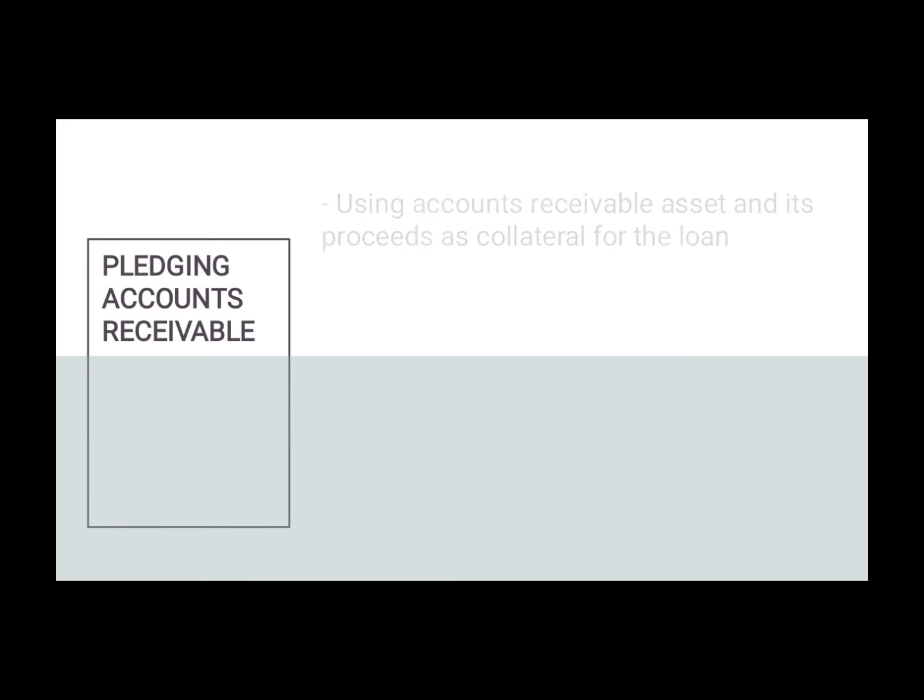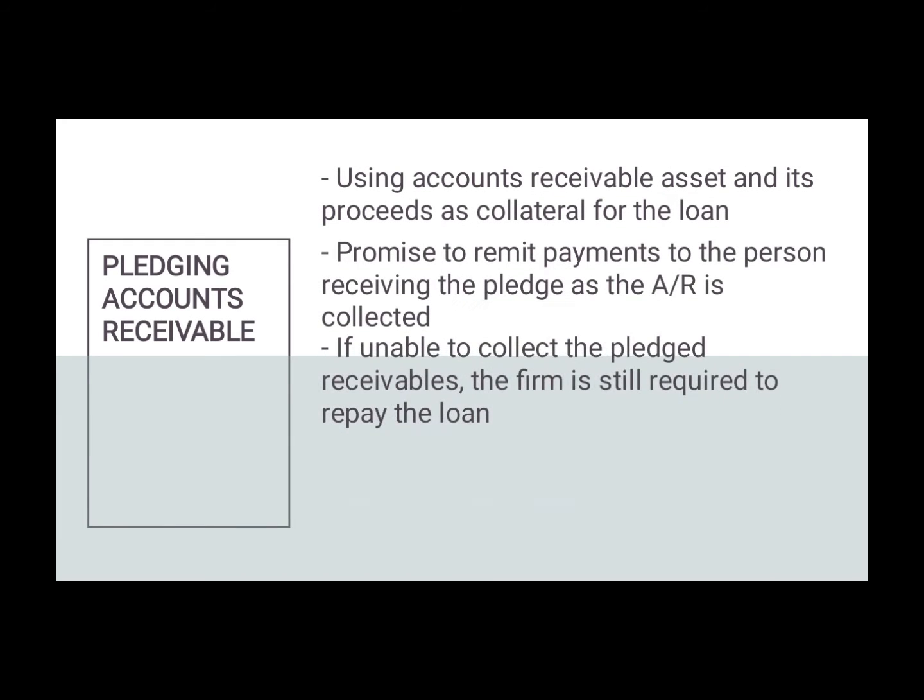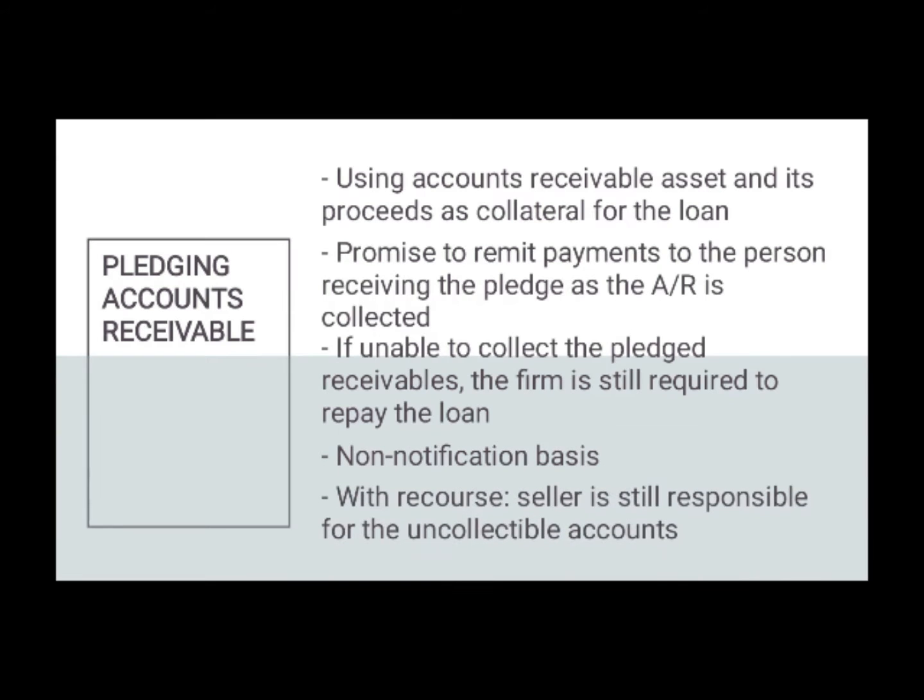When we say pledging accounts receivable, it is using your accounts receivable as collateral for the loan and using its proceeds to repay the lender. To put it simply, instead of paying cash, a firm will pledge its accounts receivable. A significant aspect is that the title to the receivables is retained by the firm, and it can still be seen on its balance sheet as the firm continues to carry them, so no transfer of title. Basically, when a firm pledges accounts receivable, it is a promise to remit payments to the person receiving the pledge as the accounts receivable is collected. So no money is necessarily given at the time of the pledge.